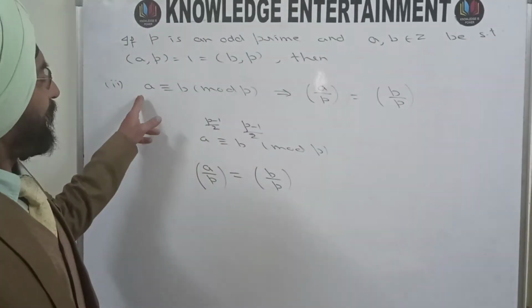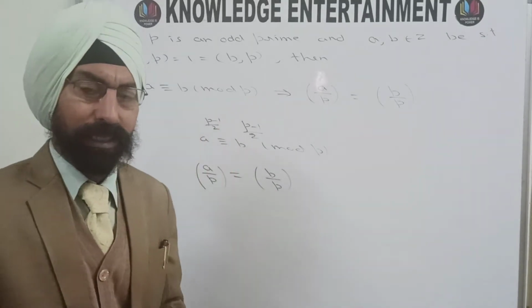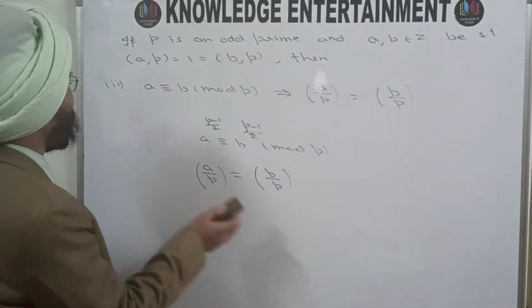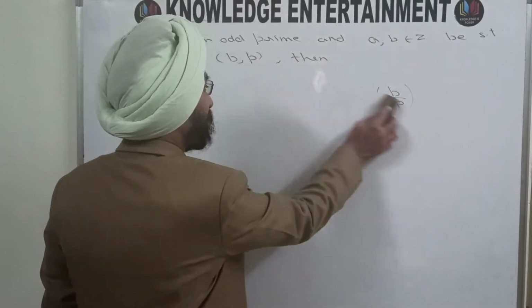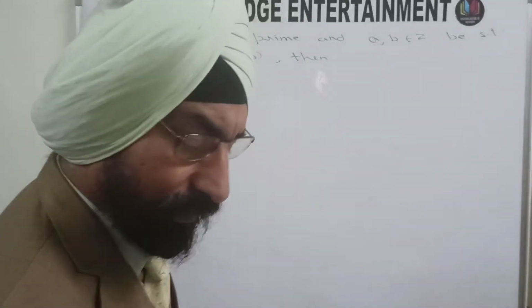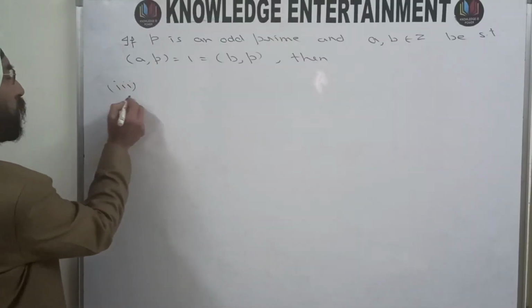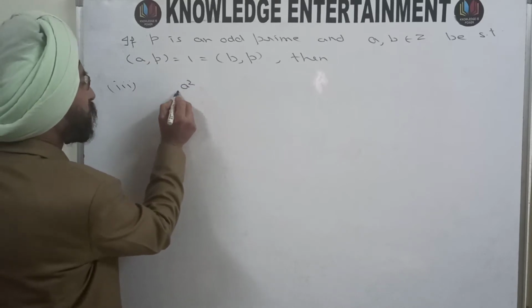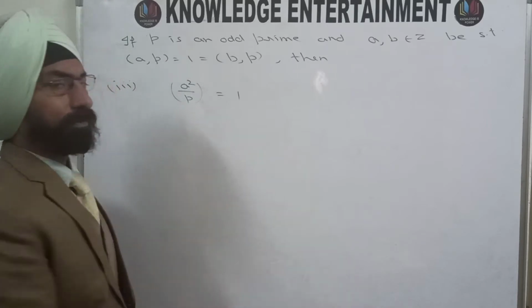So if A is congruent to B modulo P, then the Legendre symbol A upon P is equal to the Legendre symbol B upon P. This is the second important result regarding Legendre symbols. The third one is in fact a corollary, you can say. It says that the Legendre symbol A square upon P is equal to 1.